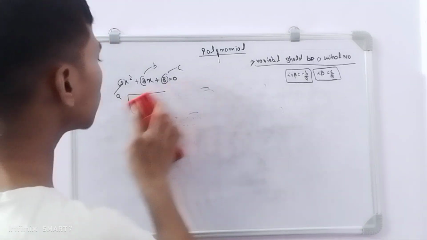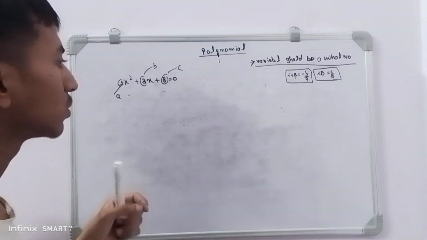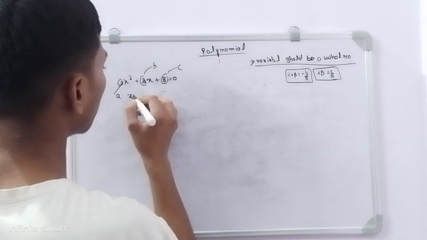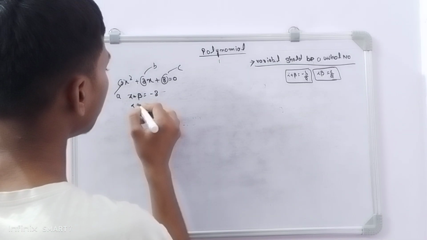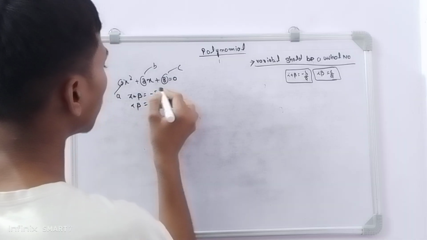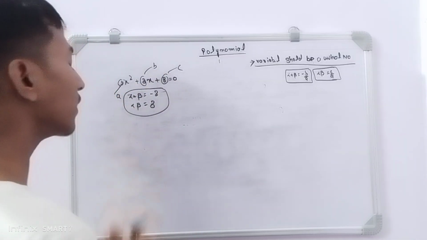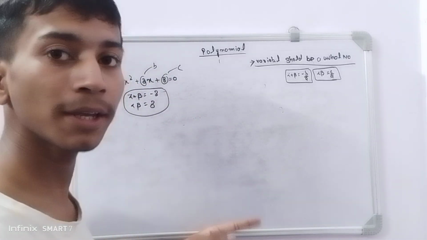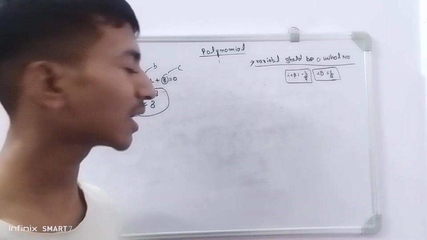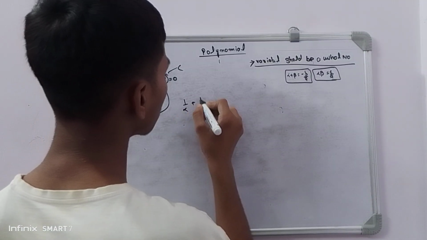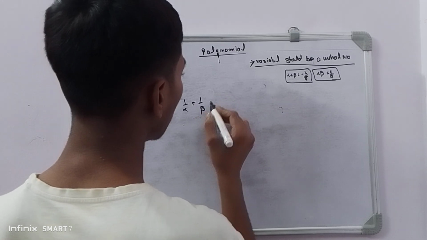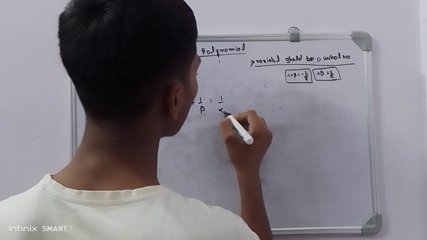So as you get the two things in this question, alpha plus beta, which is minus 8, and alpha into beta, which is 8, you get the two things from this equation. Now I am going to make a complicated question over this concept, which is like this: 1 by alpha plus 1 by beta is equal to 1 by alpha beta.